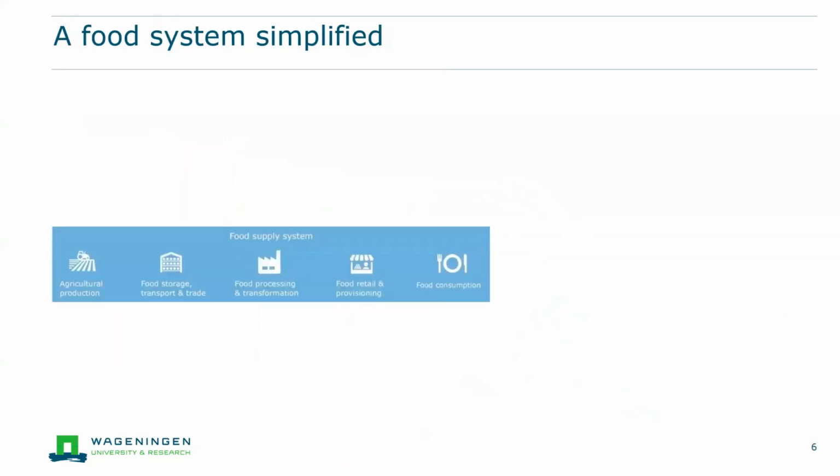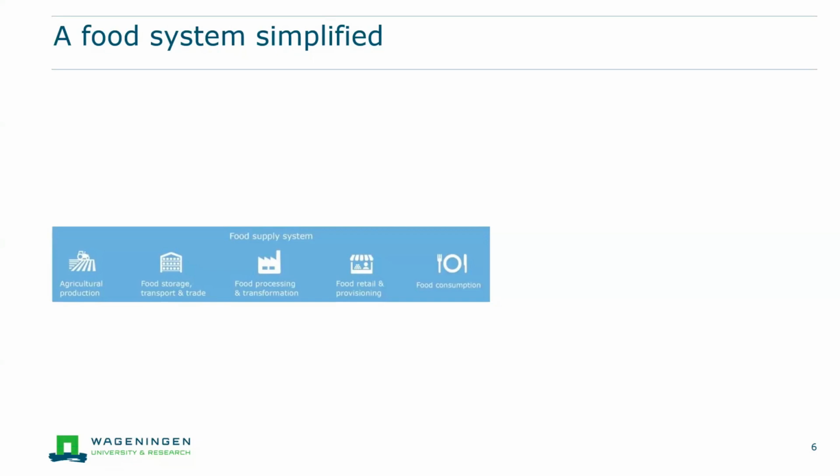There's an enormous complexity to make sense of, and I think food system analysis really helps us to navigate that complexity. Now, if we talk about the elements that constitute a food system, many of you will be working in some way related to the value chain and what happens there, from production through transport and trade, processing and transformation of food, retail and provisioning, to food consumption.